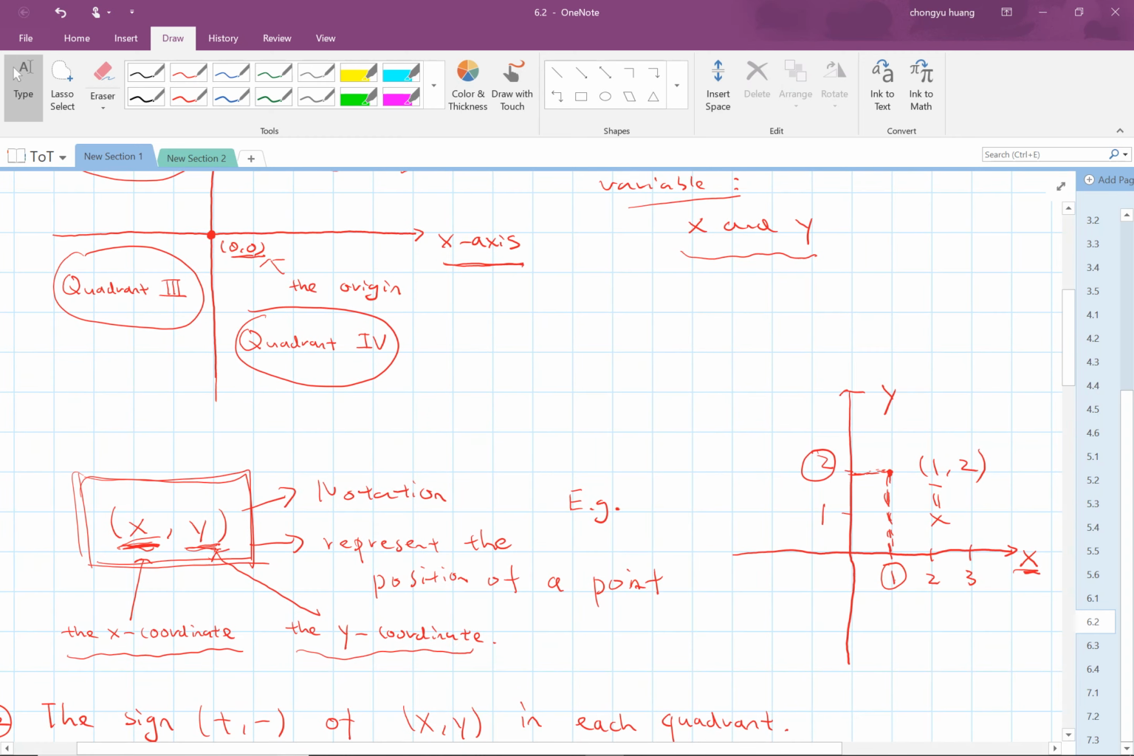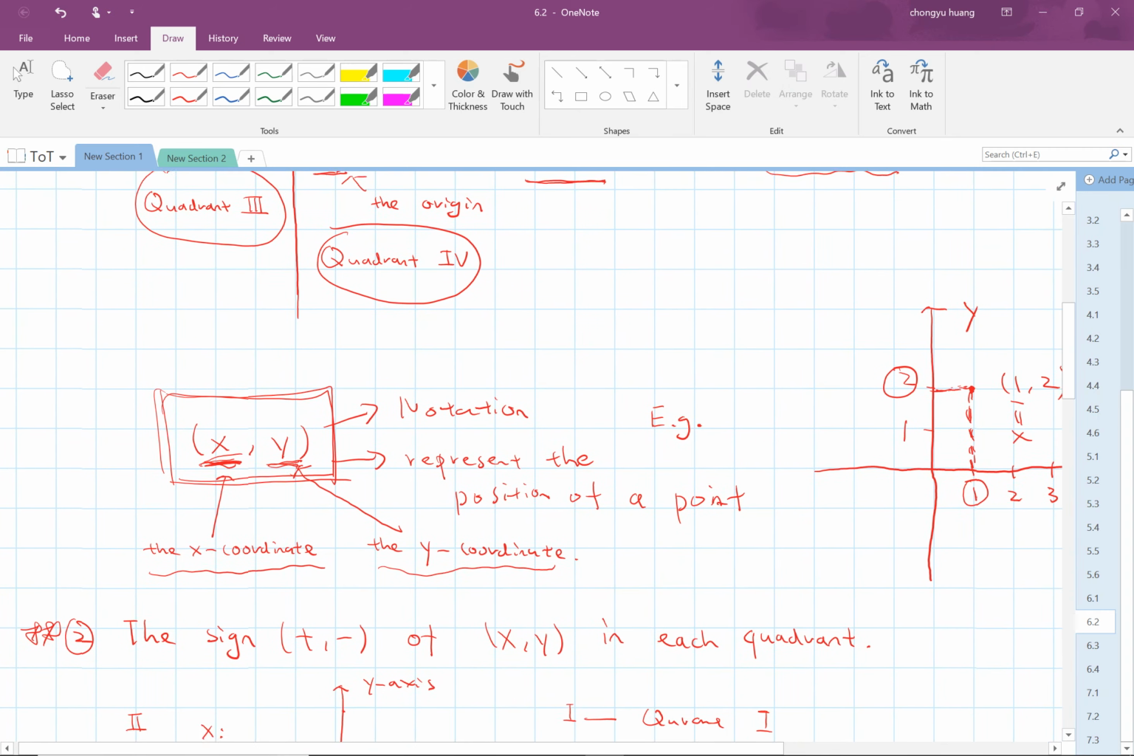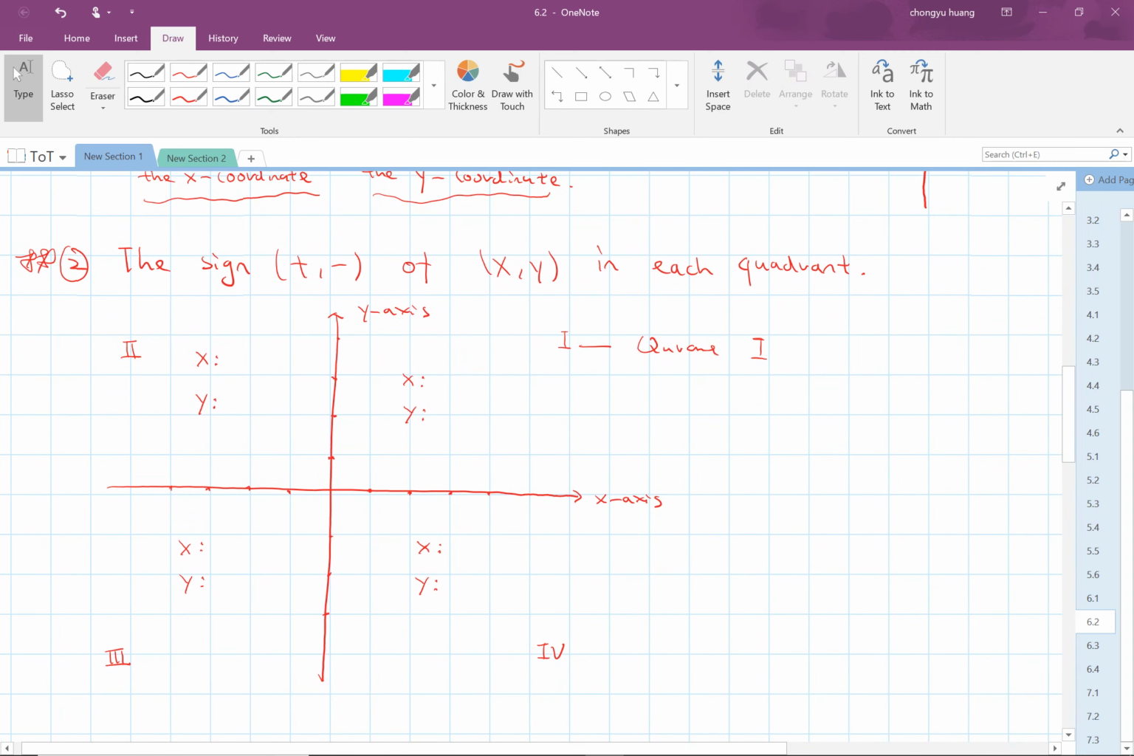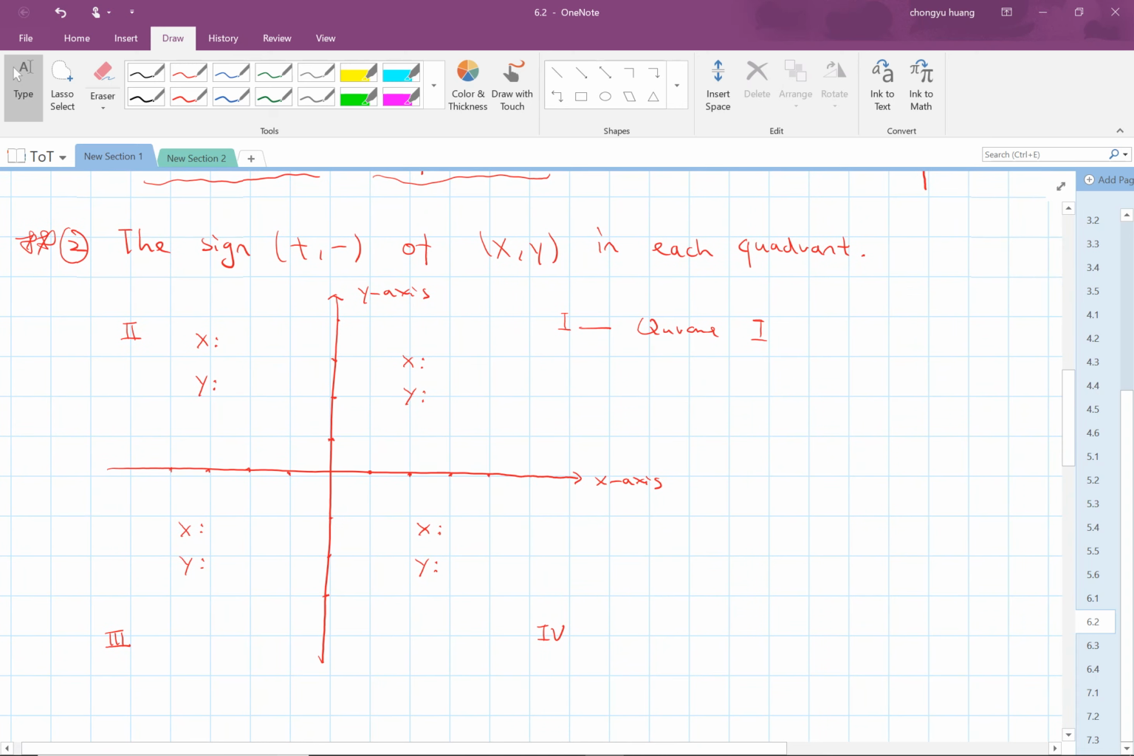Okay, so let's move into the next part. As I said before, we were talking about those coordinates in detail, the quadrants 1 to 4, in a little more detail. This is the slide. Over here we want to talk about the sign, positive or negative, plus or minus, of x and y in each quadrant.